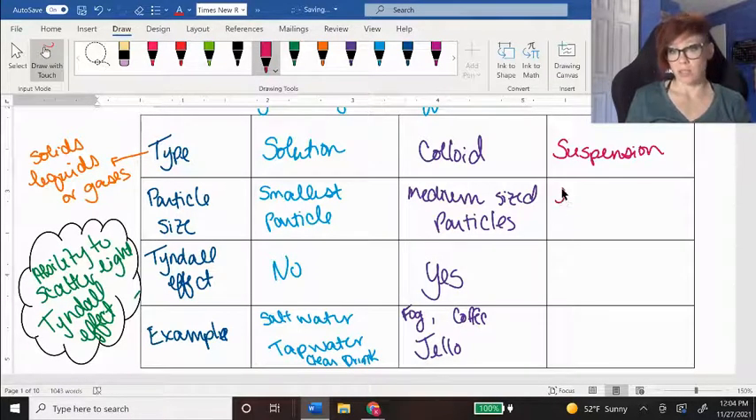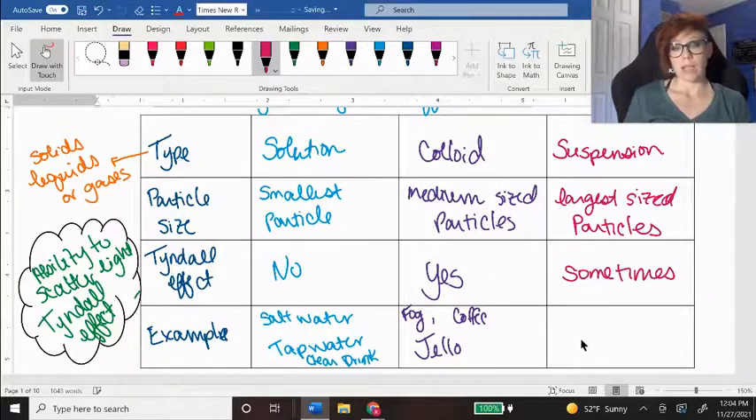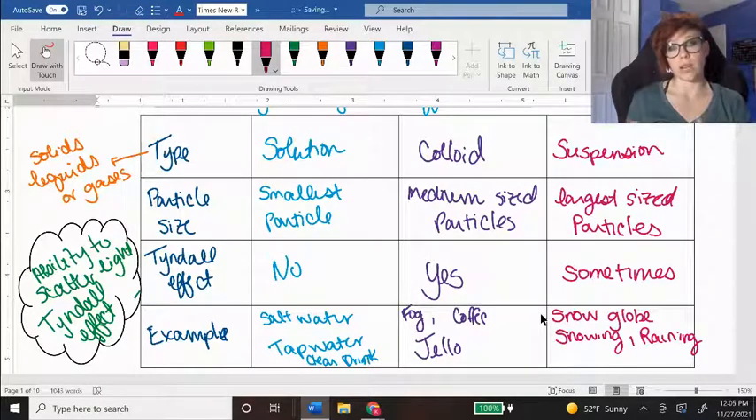A suspension has the largest particle size. The largest size particles sometimes scatter light, so this is a sometimes. An example of a suspension would be a snow globe, snowing, raining, or a precipitation. When a precipitation occurs, that would be considered a suspension, where a solid is forming in the solution.